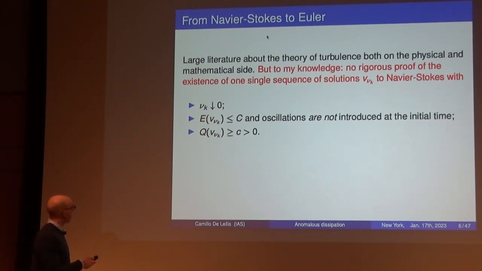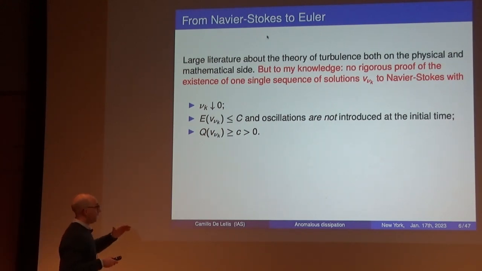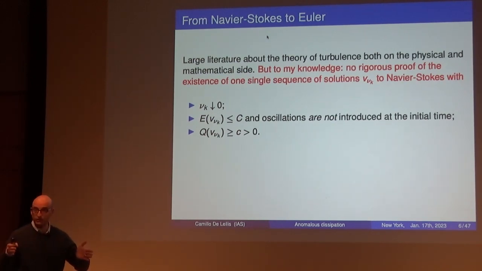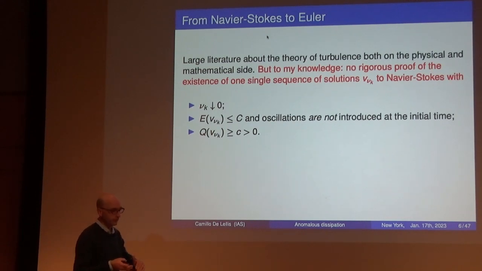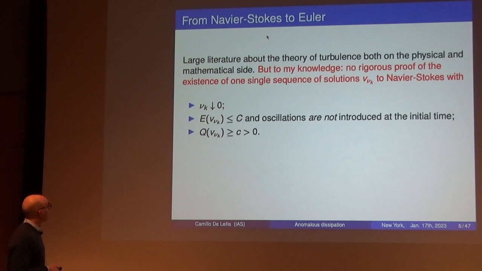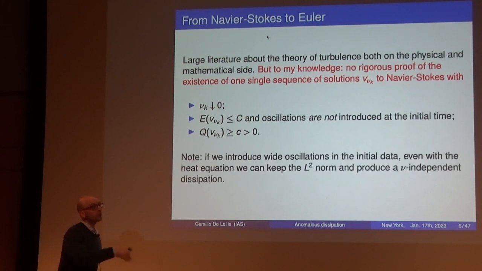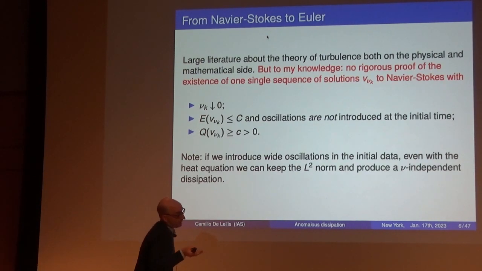So you would expect to find a sequence of viscosities going down to zero, and a sequence of solutions to the flow which have bounded kinetic energy, but so that the right-hand side, which accounts for the dissipation, is bounded away from zero, even though the viscosity is going down to zero. So this is bound to happen in some way. It's still losing energy, even in the limit. It's not supposed to from the equation, if you have enough regularity, because you would have conservation of the energy.